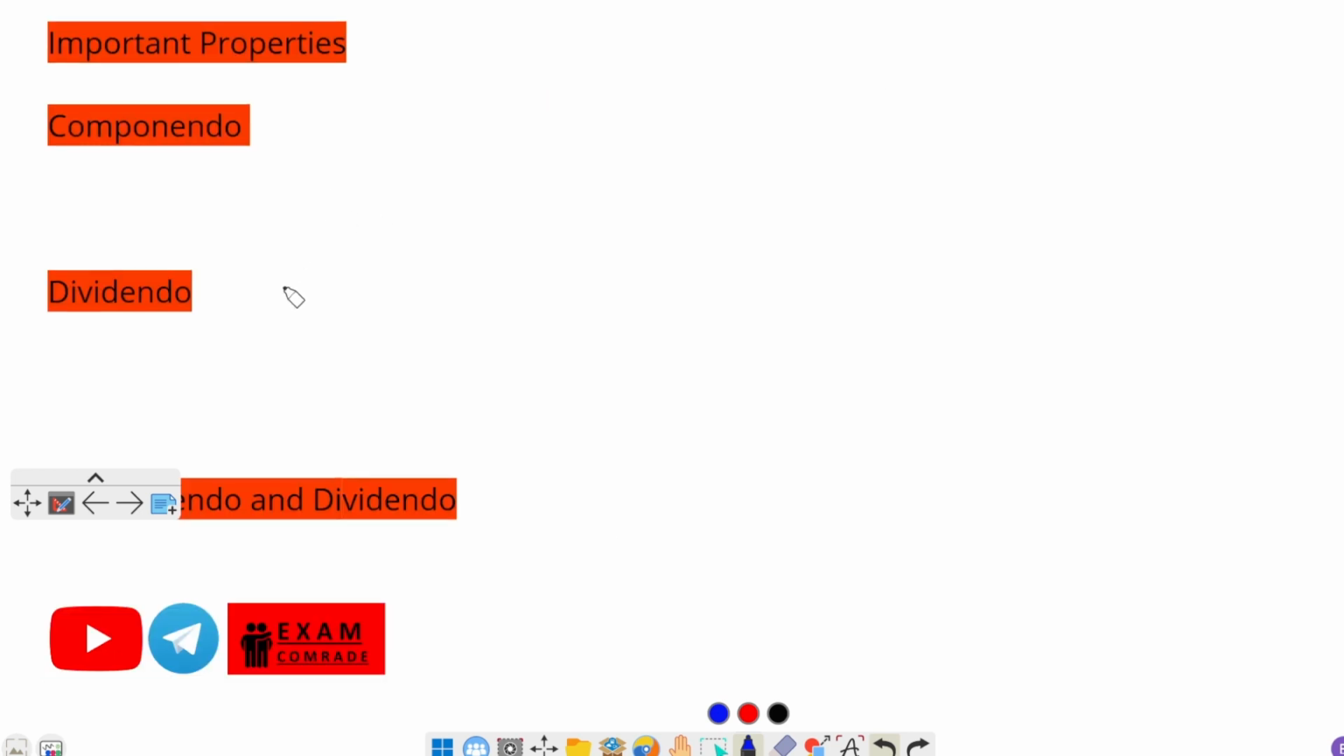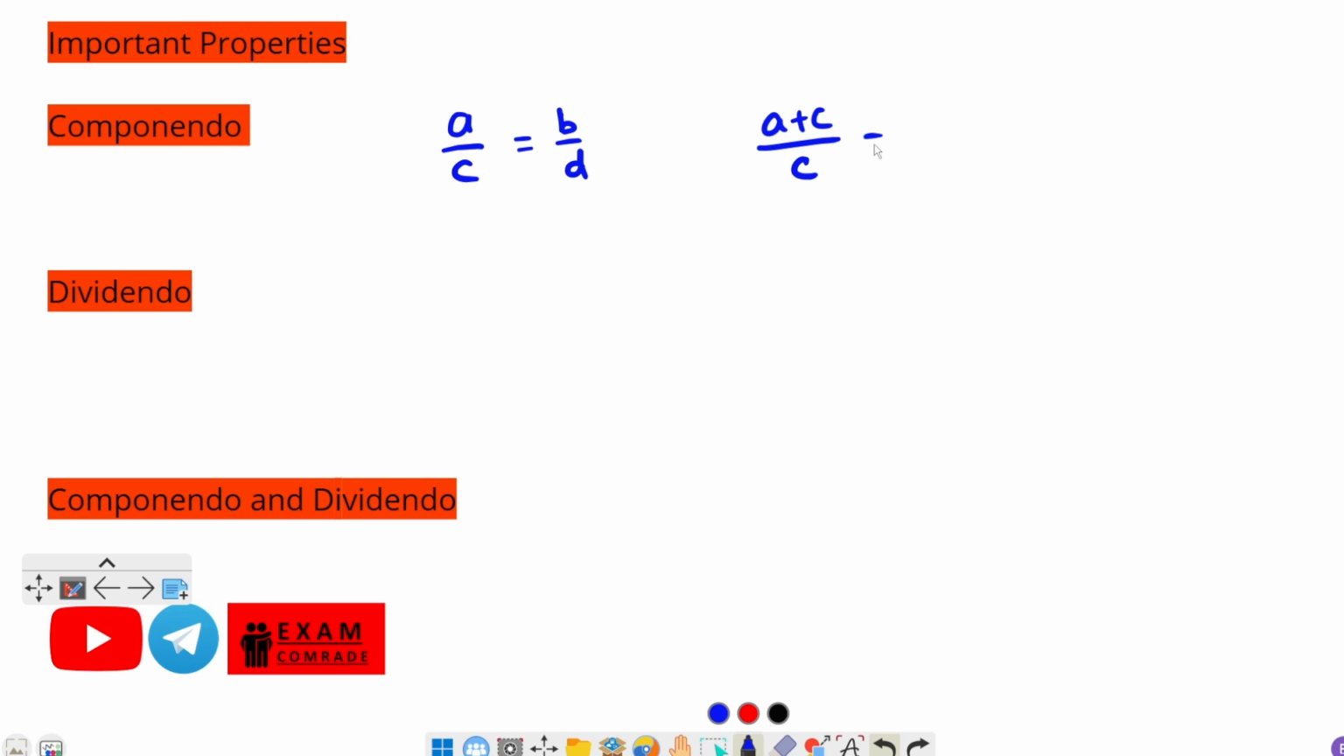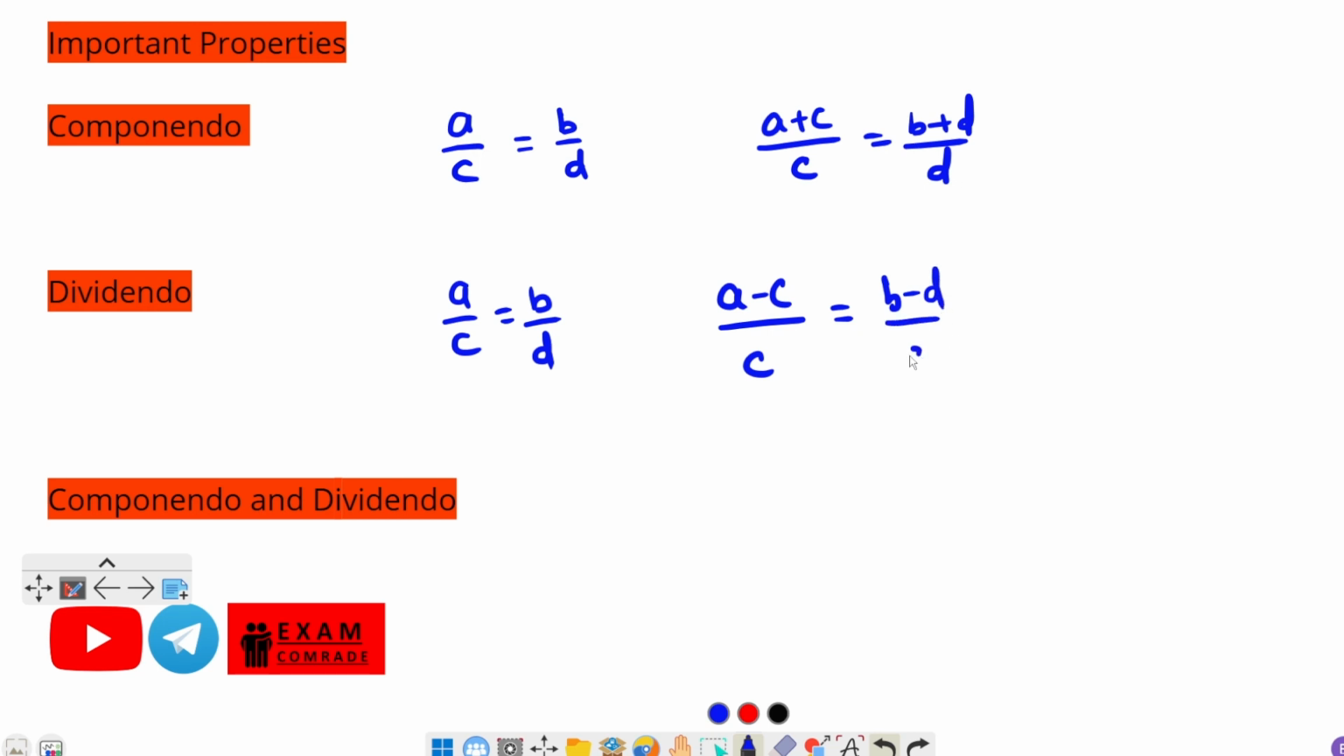Okay, some important properties of ratio. Componendo is, for example, if we have A by C equal to B by D, we can add the denominator to the numerator, A plus C on both sides. A plus C by C is equal to B plus D by D. This is called as componendo. Dividendo is, we subtract the denominator from the numerator. If A by C is equal to B by D, we can write A minus C by C equal to B minus D by D.